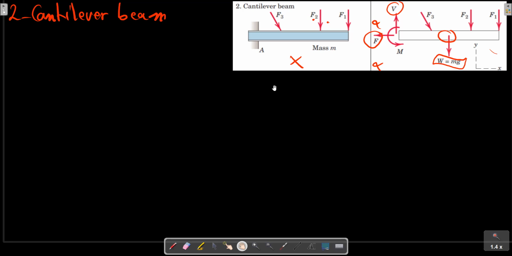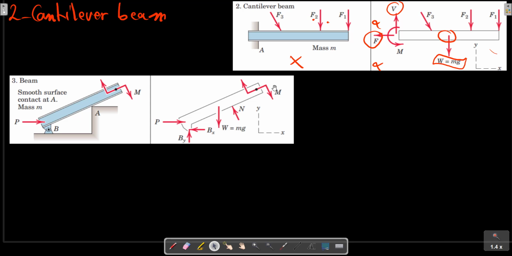The next example is the smooth surface contact at a beam. Consider this picture for more description. In this example, the weight mg is shown acting through the center of mass of the beam whose location is assumed known. The force exerted by the center A on the beam is normal to the smooth surface of the beam at this connection point.